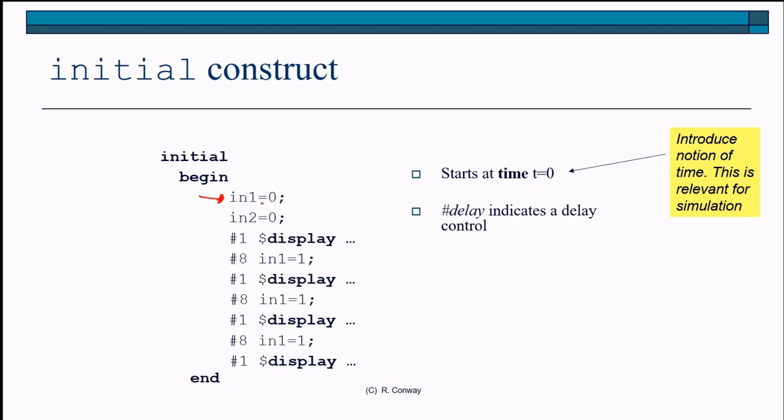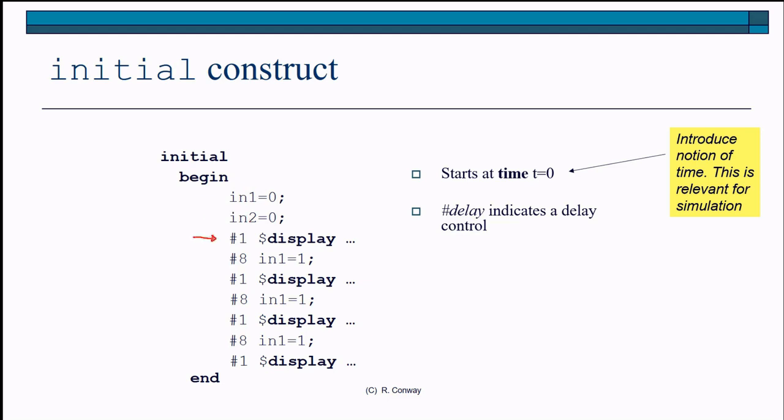With procedural assignment statements, the left hand side will be of type reg and cannot be of type wire. So to use a wire on the left hand side of an assignment inside an initial will result in a syntax error. So we can only make assignments to reg variables. Here we have another assignment. This time we're updating in2, which must be of type reg.